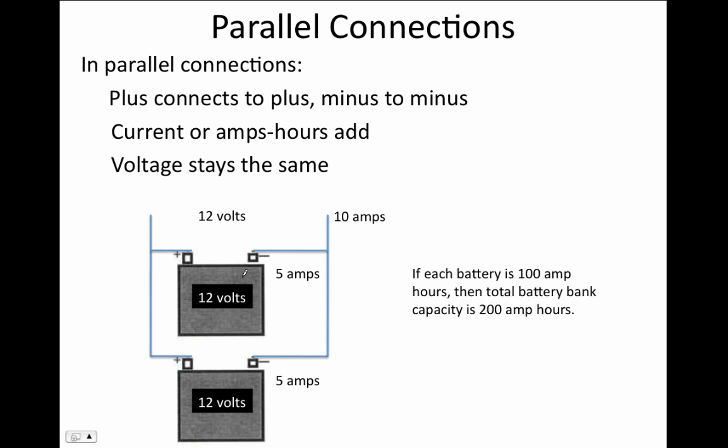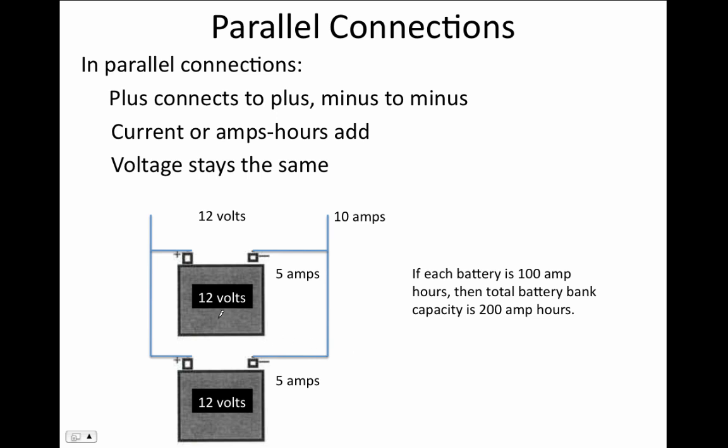So if each battery is 100 amp hours, this is 12 volts at 100 amp hours, and this is 12 volts at 100 amp hours. Then this whole system would have a total of 200 amp hours when they're connected like this. So the amps add and the amp hours add. And we'll talk a little bit more about what amp hours are. Maybe I should say that right now.